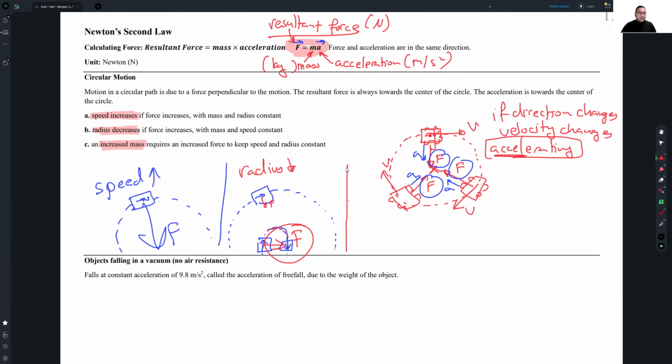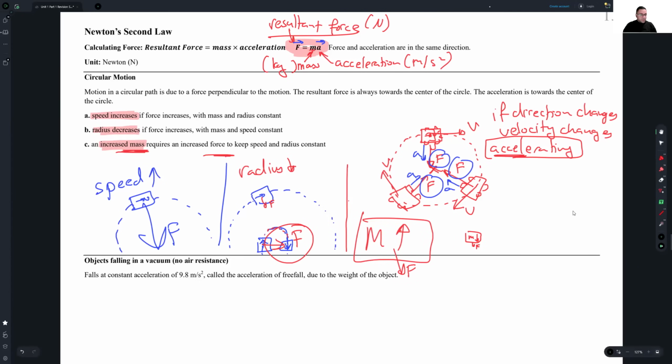Finally, if your mass increases, you need more force. This comes from F equals ma. If you have a big truck, it needs a lot of force to turn. But if you have a bike that you're riding, like a bicycle, it needs less force. That also makes sense. It's very easy to understand. So the more mass the car has, the more force it needs. And the smaller the mass an object has, the less force it needs.